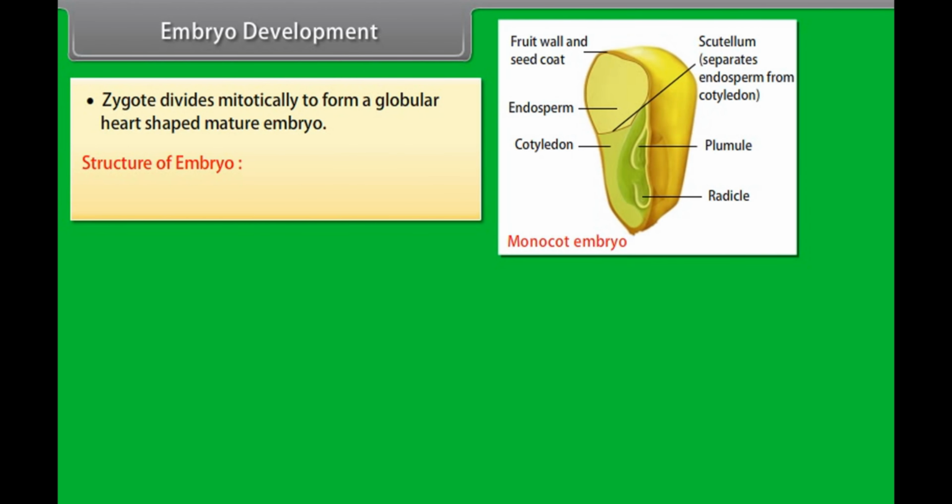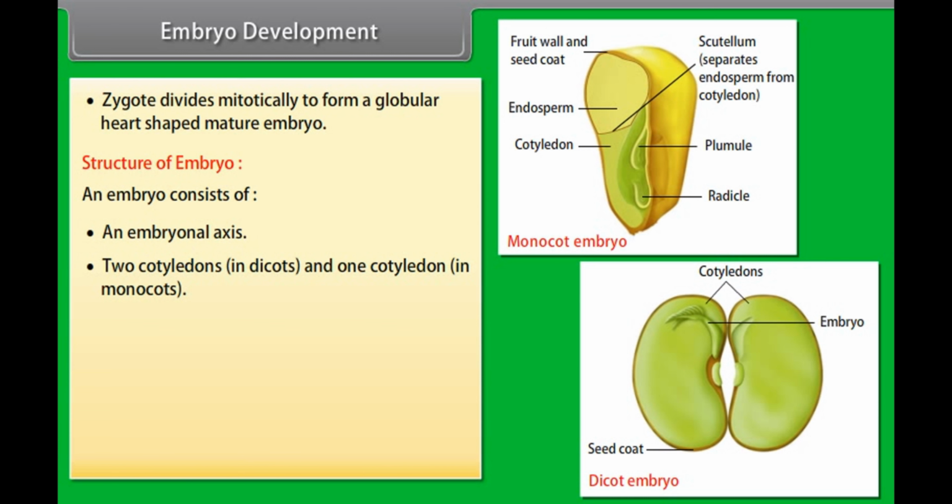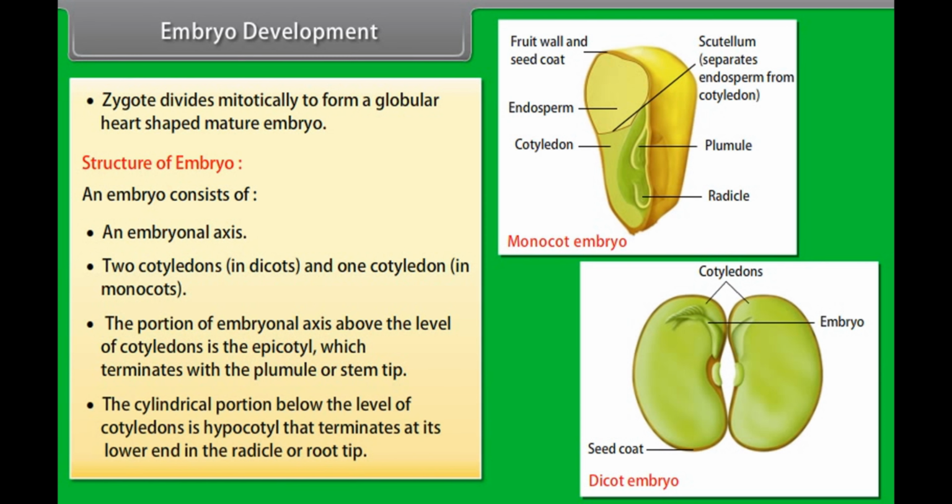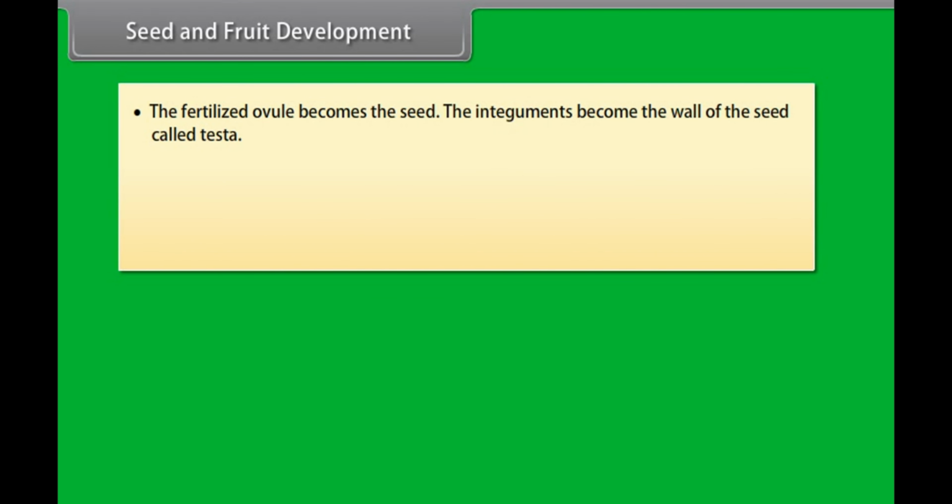Structure of embryo. An embryo consists of an embryonal axis, 2 cotyledons in dicots and 1 cotyledon in monocots. The portion of the embryonal axis above the level of cotyledons is the epicotyl, which terminates with the plumule or stem tip. The cylindrical portion below the level of cotyledons is the hypocotyl, that terminates at its lower end in the radicle or root tip. Seed and fruit development. The fertilized ovule becomes the seed.